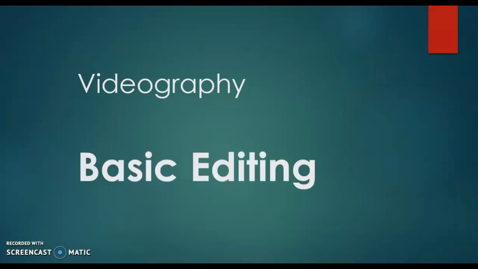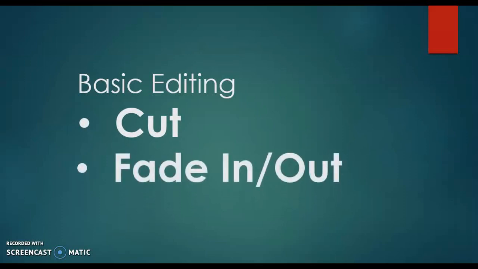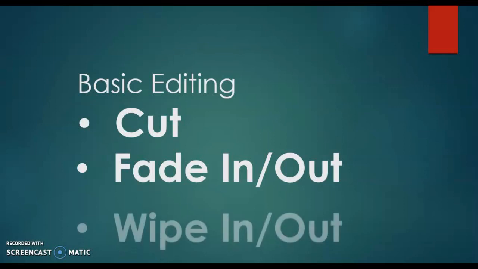We are going to talk about basic editing in videography. Basic editing includes three essential transitions which are commonly used. First is cut, the most basic change of scenes. Second is fades, usually used to start and conclude the videos. Thirdly is wipe, implies importance of succeeding scene.